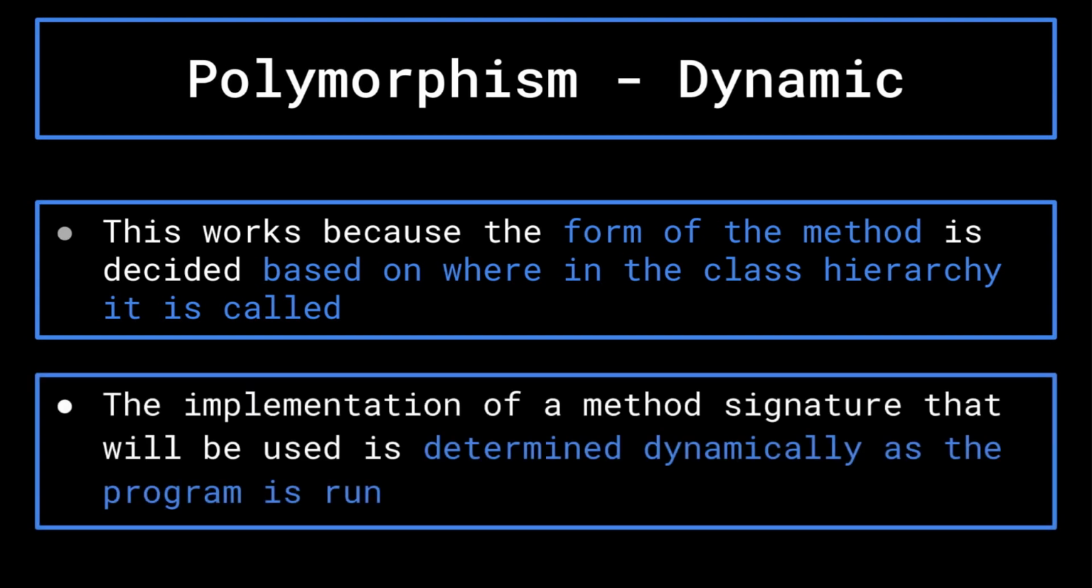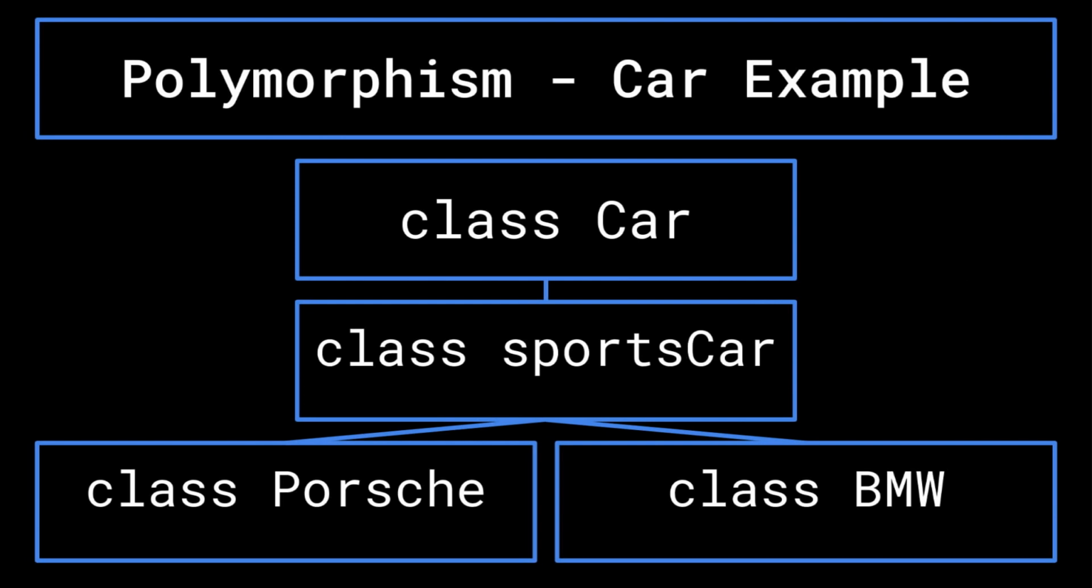This works this way because the form of the method that is called is decided dynamically as the program is run. This idea can be extended across a class hierarchy in more layers than just 2. You could add more subclasses representing different types of sports cars with their own .drive methods with different implementations, and creating an instance of each of these subclasses would use their own implementation of the .drive method when called.